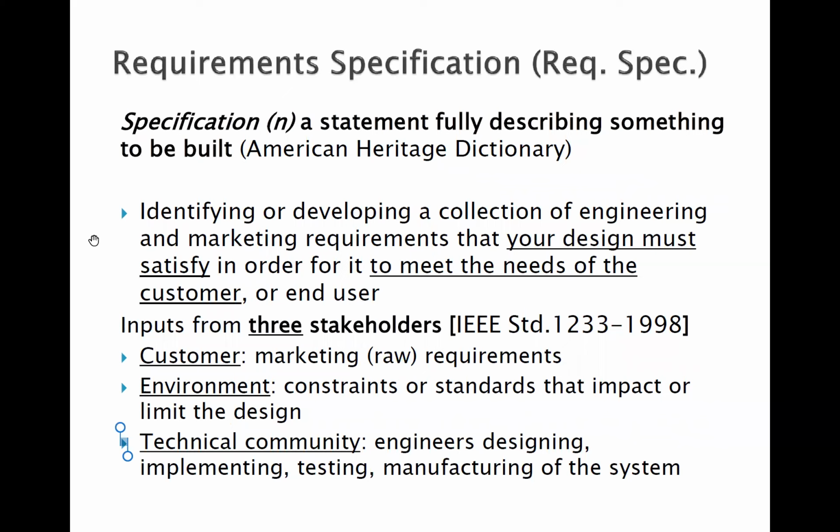When we look at the American Heritage Dictionary, specification is defined as a statement fully describing something to be built. We simply, in design projects, try to identify or develop a collection of engineering and marketing requirements that your design must satisfy in order for it to meet the needs of the customer or end user.